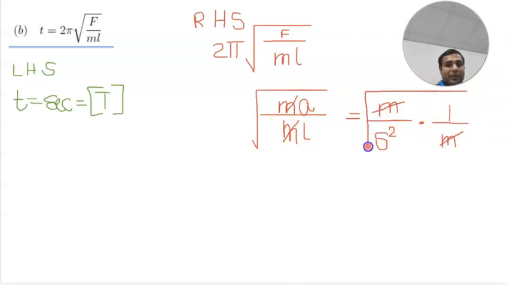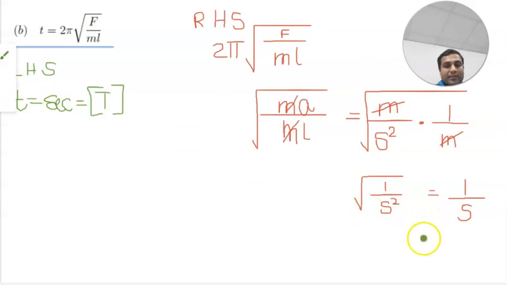Do not forget the square root sign. And now we got square root 1 over s square. If I simplify, that will give me 1 over s. And you know the dimension of s is T. So that would be 1 over T, which if I bring it up, will give me an answer as T to the power minus 1.